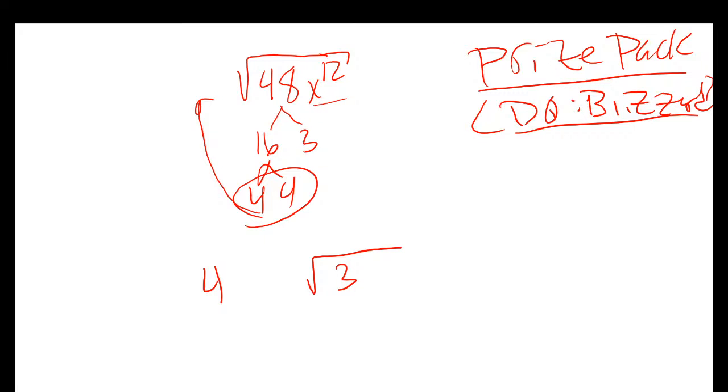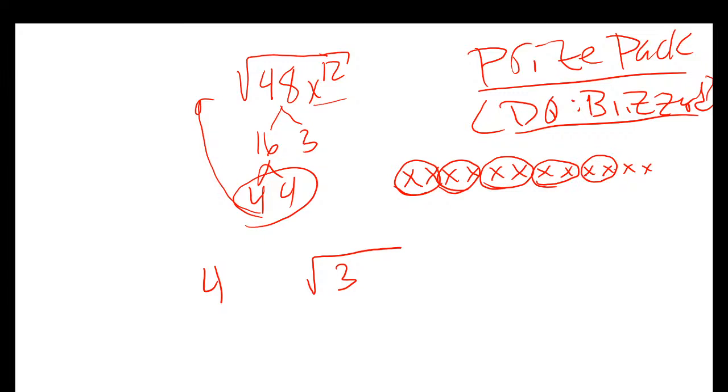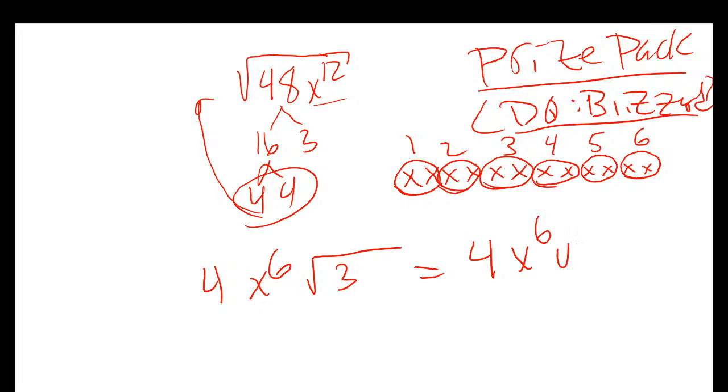Well, it's 12 x's, and since it's a square root, 2 of the 12 come out. So you would take 1, 2, 3, 4, 5, 6, 7, 8, 9, 10, 11, 12. Now, as we look at those 12, you take them out in pairs. 1, 2, 3, 4, 5, 6. There are 6 pairs of x's. So your final answer is 4x to the 6 square root of 3.